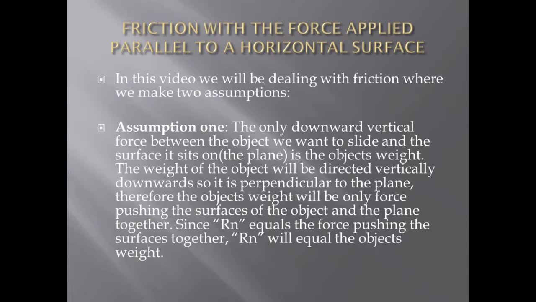Because we're dealing with friction on a horizontal surface with the force applied parallel to the surface, we can make the following two assumptions. Assumption 1. The only downward vertical force between the object we want to slide and the surface it sits on is the object's weight. The weight of the object will be directed vertically downwards, so it is perpendicular to the plane.